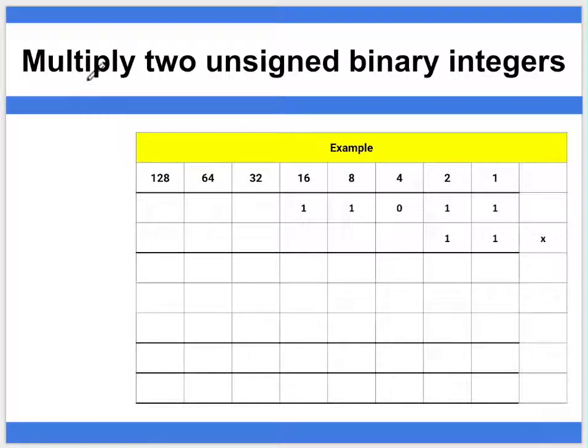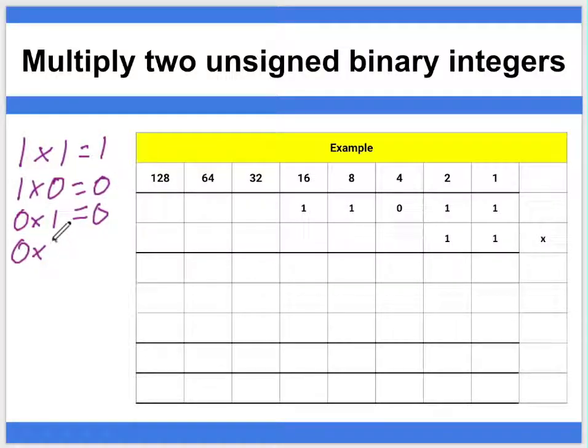Now there are a few rules you need to be aware of. When I multiply a 1 and a 1, I get a 1. When I multiply a 1 and a 0, I get a 0. Conversely, the same thing goes if I have a 0 and a 1, then I have a 0. And if I have a 0 times a 0, then I have a 0 as well. So we're going to work our way through this.